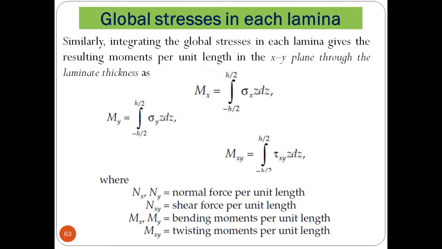Now, Nx and Ny are the normal forces per unit length, Nxy is the shear force per unit length, and these correspond to the shear forces and the normal forces. Mx and My are the bending moments per unit length, and Mxy is the twisting moment per unit length. So these are the different abbreviations or notations which we are going to use.